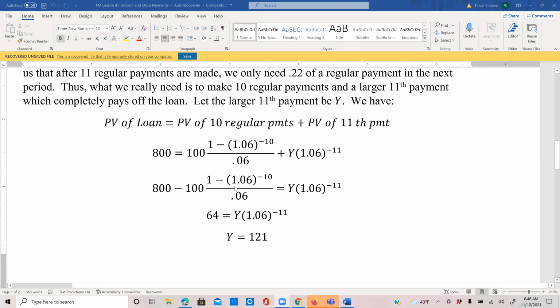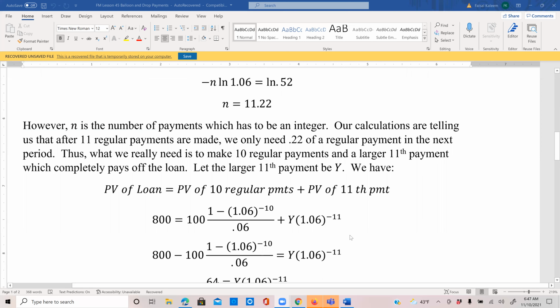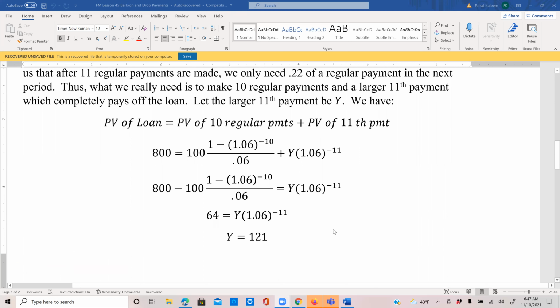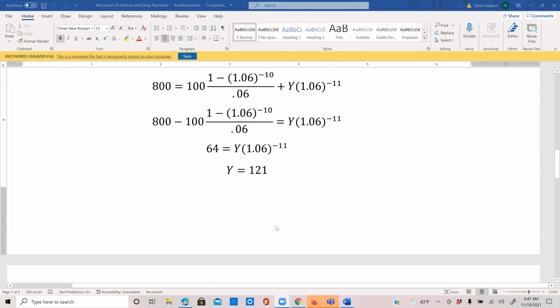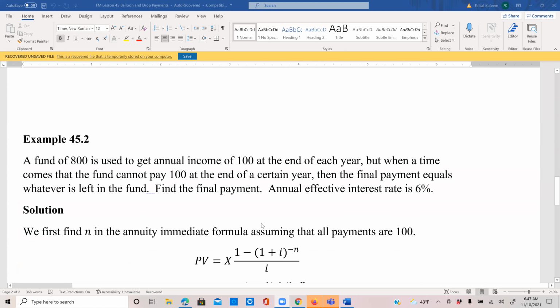So once you subtract all this expression from the 800 and then multiply both sides by 1.06 to the power 11, you get y equals 121. That's a larger balloon payment. See, it needs to be larger than all the others, and all the others were 100, and this larger one is 121. And now let's see an example to understand the drop payment.